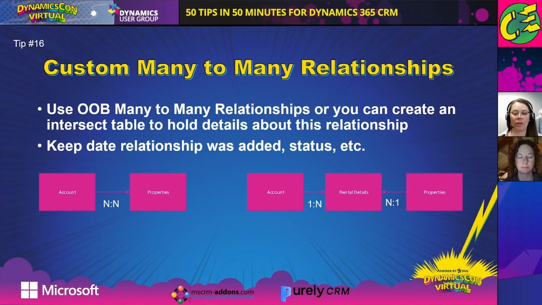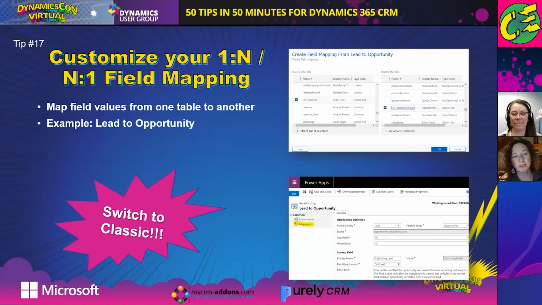So generally, we'll encourage you to create what they call an intersection table or an intermediary table that sits in the middle, right? That table would house the date the relationship was created, maybe the status or additional information, and it gives you a lot more flexibility in what you're setting up. So, more fun with relationships.